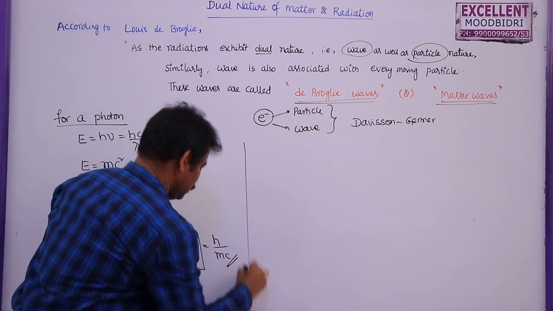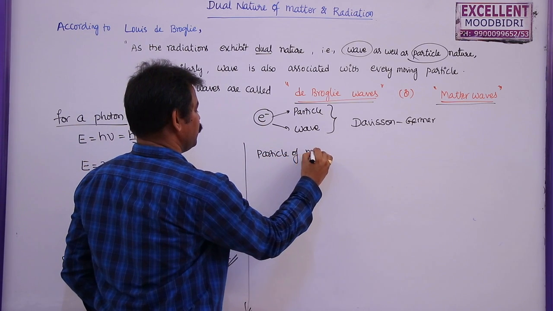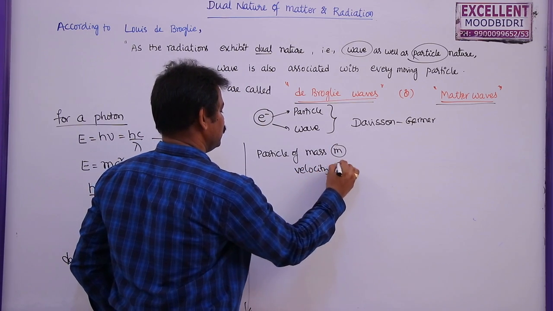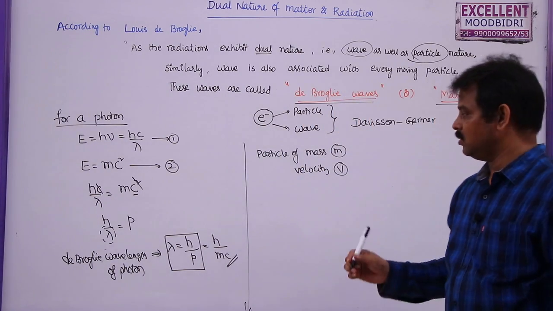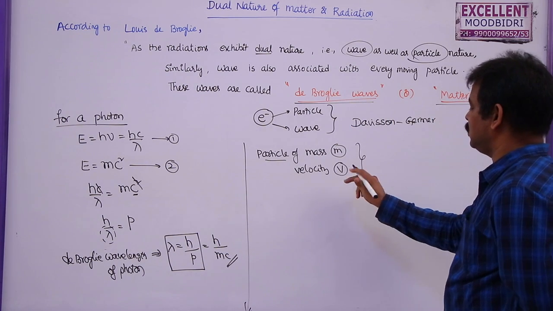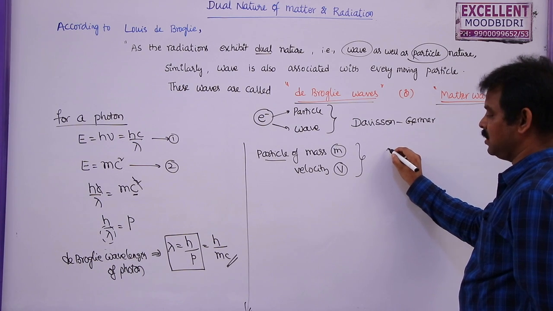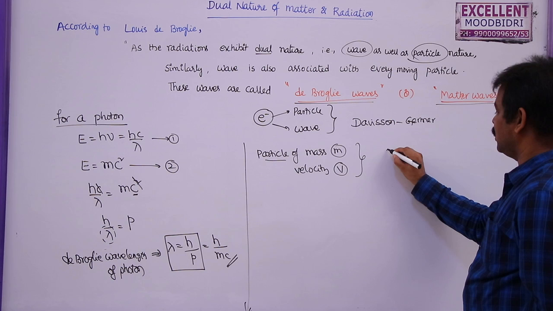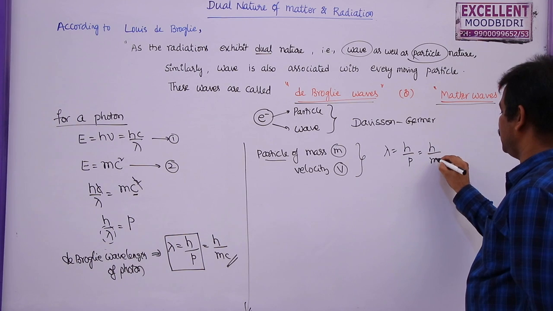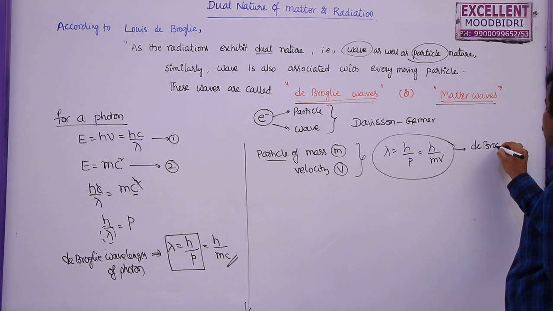Suppose a particle of mass m is moving with a velocity v. What is the de Broglie wavelength? Because every particle behaves as a wave, and a wave has some wavelength. The wavelength of a particle moving with velocity v of mass m is given by lambda equal to h by p, which is equal to h by mv. This is the de Broglie wavelength of a particle.